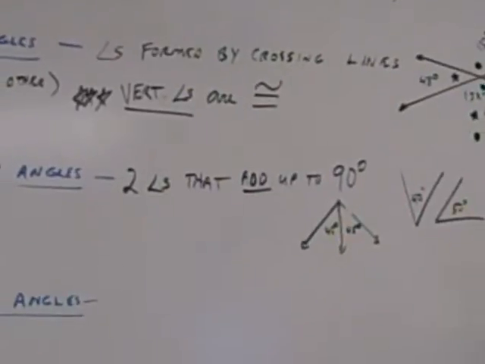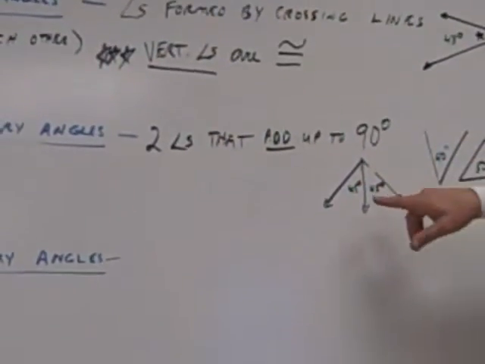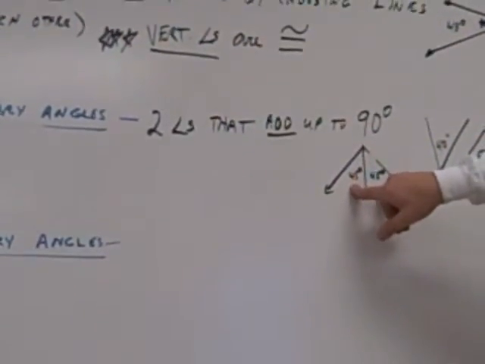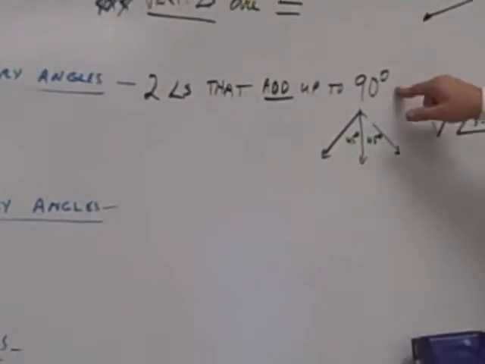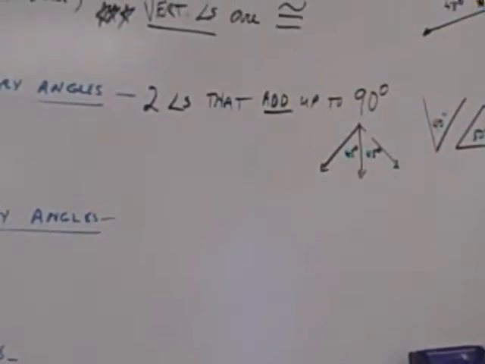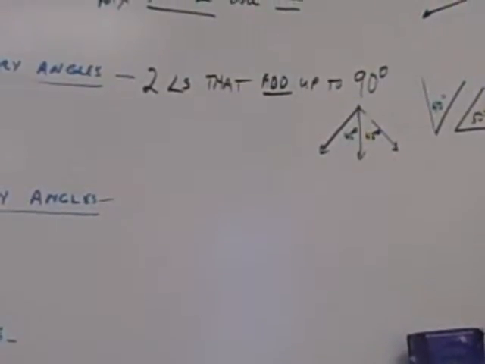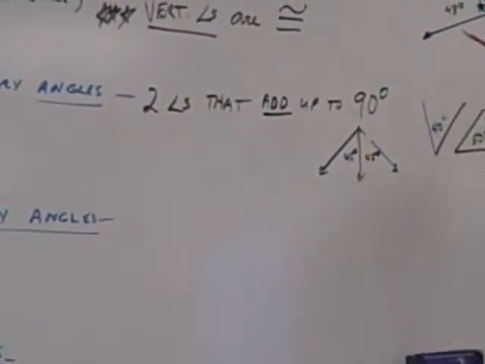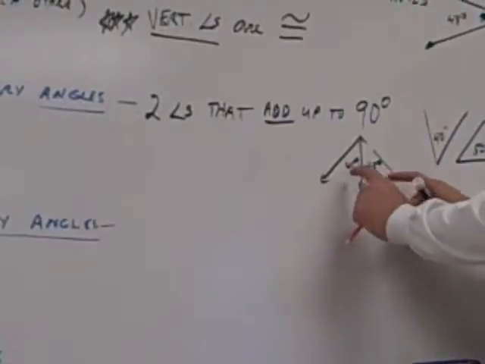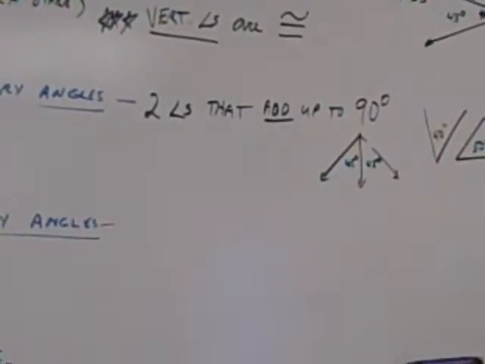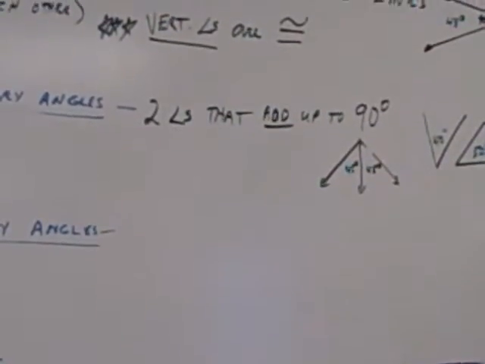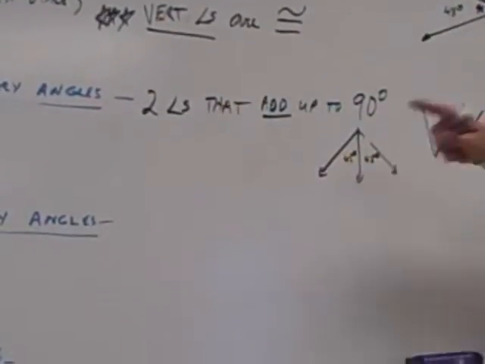Now, if they're separated, it doesn't matter. If two of them are side by side, it doesn't matter. When you add them up, if they equal 90, yes, they are complementary. You with me on that? They can be complementary even though they're separated. They can be complementary side by side. But you always have to check. Do they add up to 90?